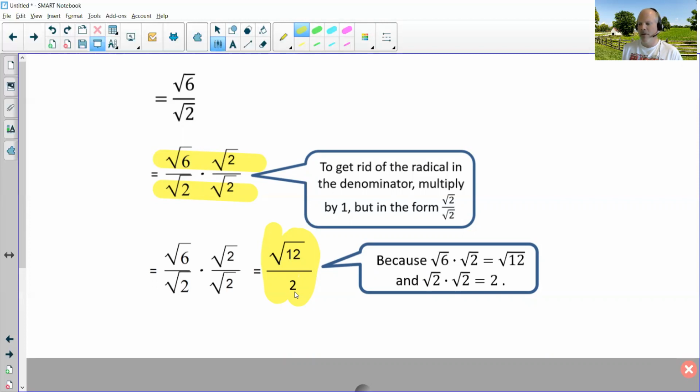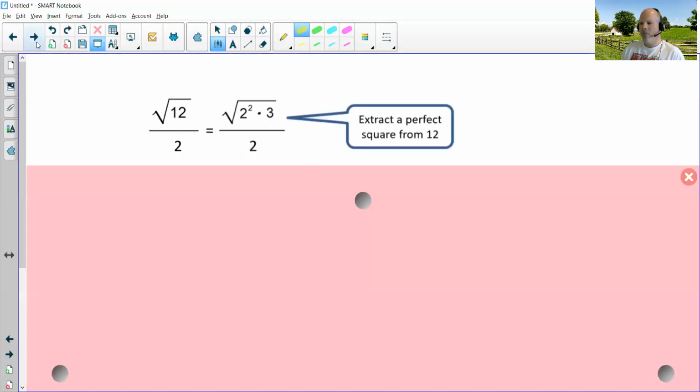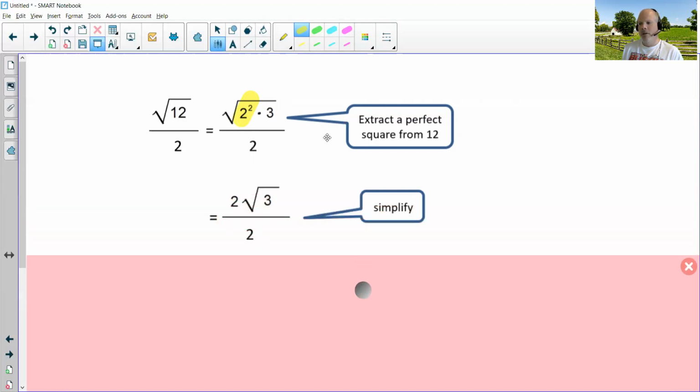The only other thing we need to do, though, is that square root of 12 has a hidden perfect square in it, so we need to simplify that. Square root of 12 is the same thing as square root of 4 times 3. So as you can see, I have a perfect square here, 4, or 2 squared. So that will come out of the radical. When it comes out of the radical, we square root it. The 3 here remains under the radical because it cannot be square rooted.